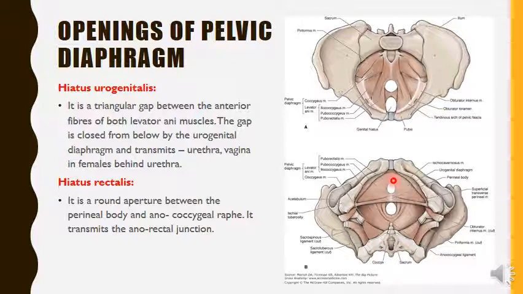And the hiatus rectalis is this one. This is a round aperture present between the perineal body here and the anococcygeal raphe behind, right? Perineal body and anococcygeal raphe. In between them we are seeing this rounded aperture, that is the hiatus rectalis. These are the normal openings that are present.